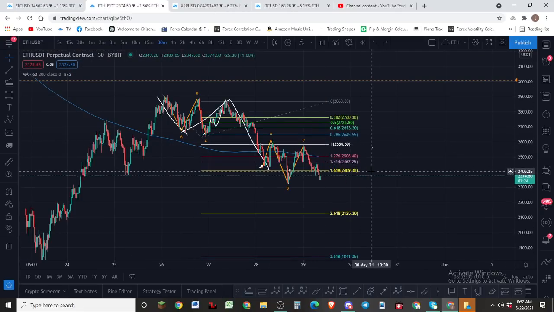Let's work our way back here. All right, so this is what I know. I think this is a three wave. I think this is a three. What else could we have here now?